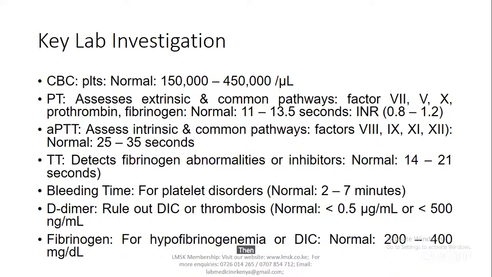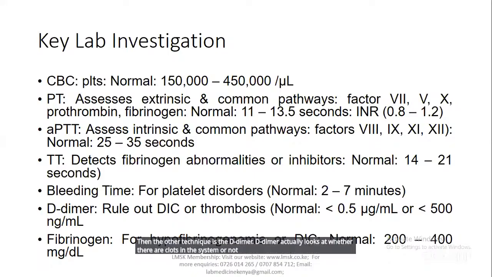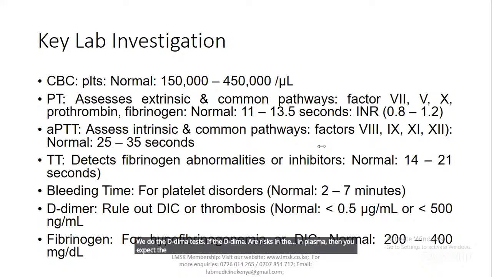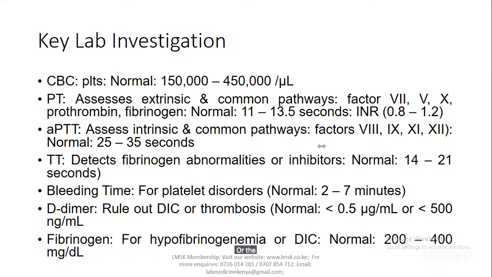Then the other technique is the D-dimer. D-dimer actually looks at whether there are clots in the system or not. As we have said under the fibrinolysis slides, the fibrin is broken down into X and Y fragments, the intermediate ones, and then further into D and E fragments. And these D fragments, we do the D-dimer tests. If the D-dimer are raised in plasma, then you expect the patient to be suffering from disseminated intravascular coagulation, or the patient has a thrombus within the circulatory system, which is thrombosis.